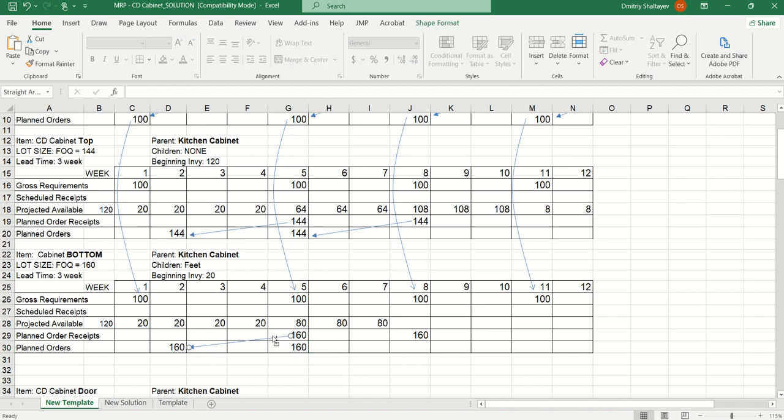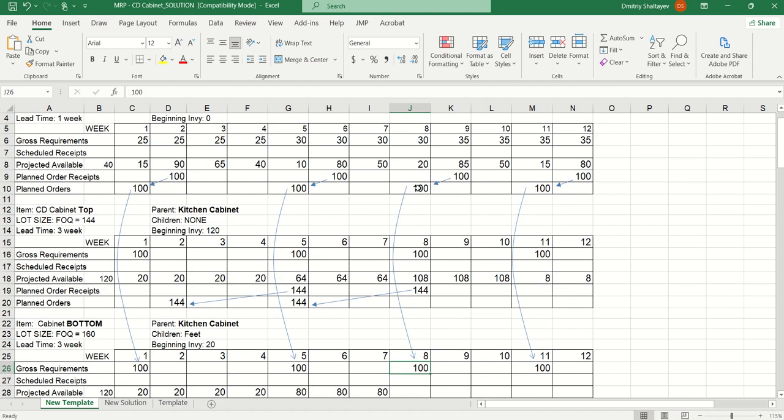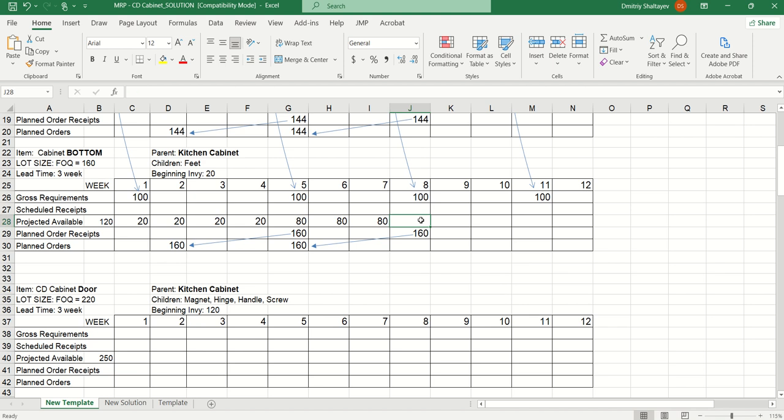And again, I'm going to link this thing with an arrow just for illustration purposes, okay? So 160 units finished bottoms comes in week 8. I have 80 sitting in my inventory from before, total 240, right? 100 are going to be used for the production of the 100 CD cabinets, so therefore I'm going to have 140 leftovers in week 8. Same for week 9 and week number 10, right?